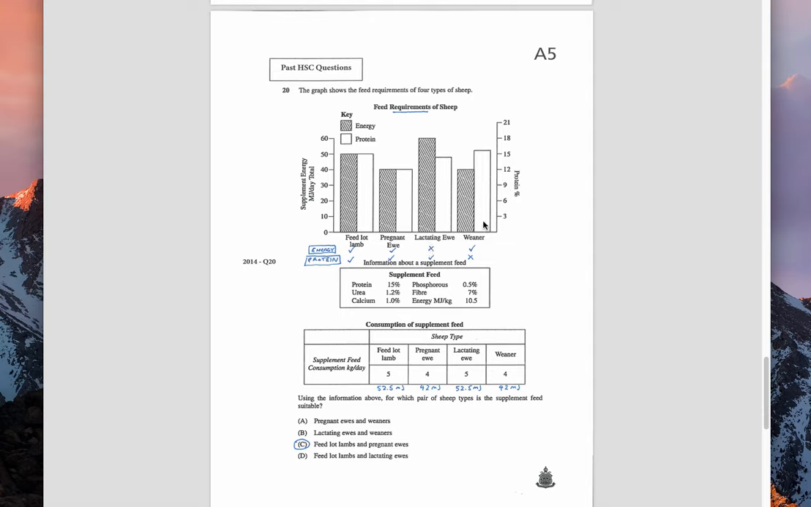And lastly, the weaner requires, it's a close one, but it's actually probably 16 here, and it's only going to provide 15, and that's not enough, even though it might sound close. So that is a cross. So the two that will not provide enough energy and protein for this feed are lactating ewe and weaner, meaning that this food will be adequate for feedlot lamb and pregnant ewe. So the answer is C, feedlot lamb and pregnant ewe.